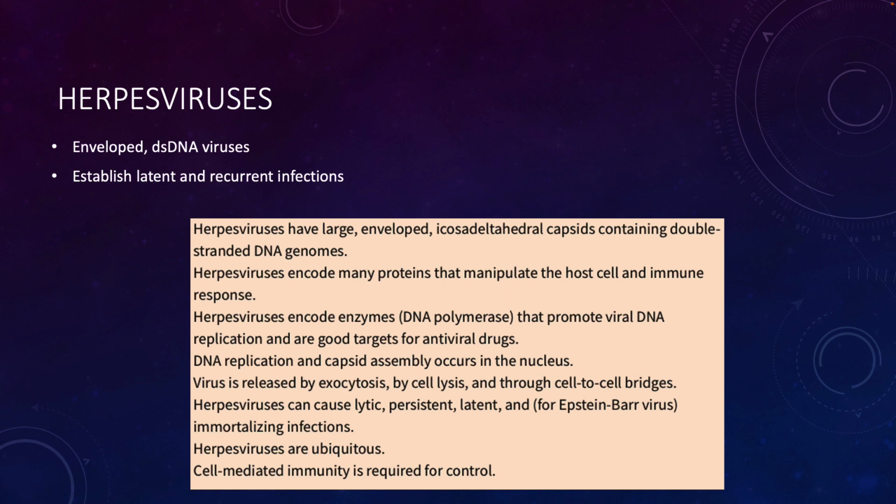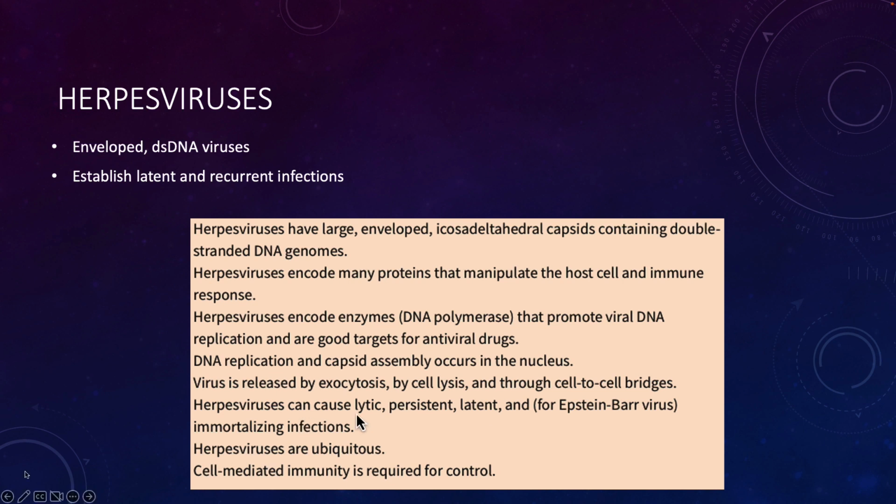They have their own DNA polymerase that promotes their DNA replication, but at the same time makes that an attractive target for antiviral drugs. They are released because they are enveloped. They can be released by exocytosis or through budding. They can also be released by cell lysis. And sometimes they can even pass from cell to cell through bridges.